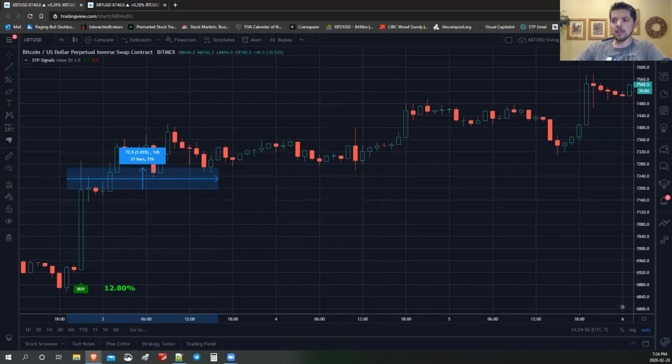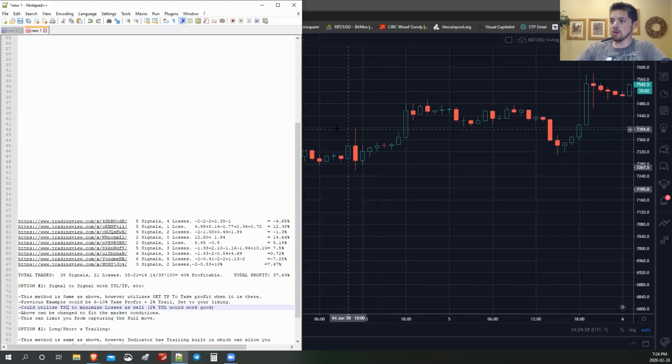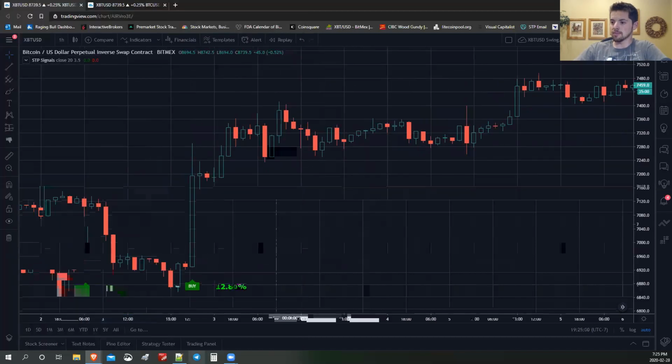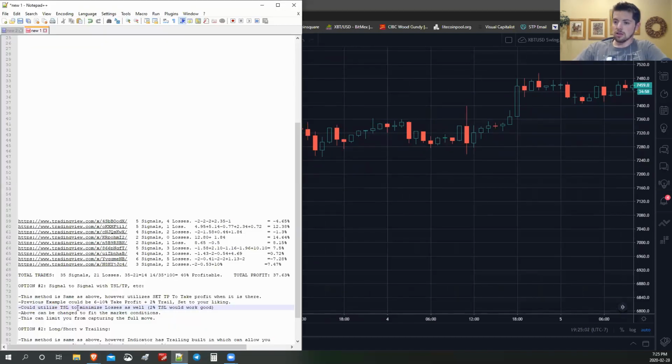So that is one of the drawdowns on it, honestly. You can use take profit, you can use TSL, but at that point, you're better off focusing on what is basically going to get you a higher profitability rate, which might be option 2 or option 3. Yet again, I've got some typos here, so apologies about that. The above can be changed to fit the market conditions.